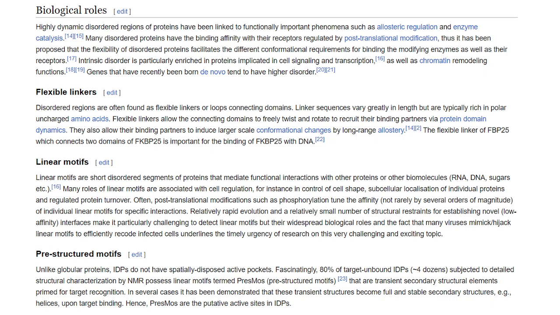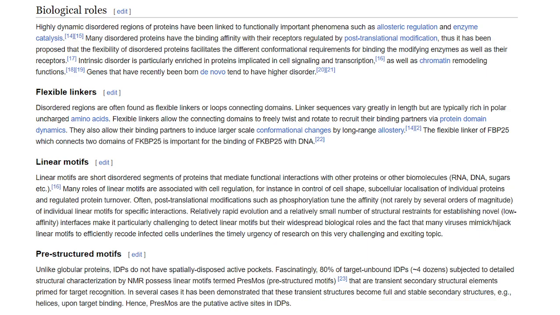And as biological roles of these disordered proteins, you have allosteric regulation, enzyme catalysis. Many disordered proteins have binding affinities with their receptors regulated by post-translational modifications. Intrinsic disorder is particularly enriched in proteins implicated in cell signaling and transcription, as well as chromatin remodeling functions. And genes that have recently been born de novo tend to have higher disorder.